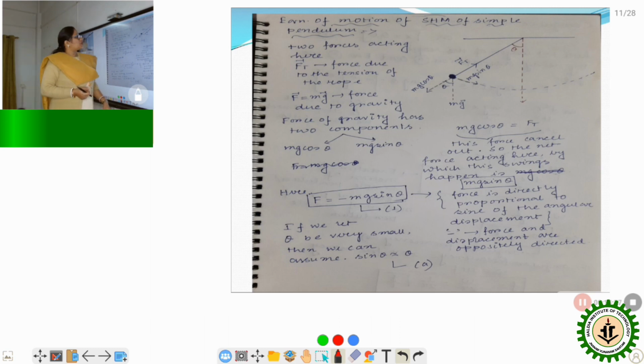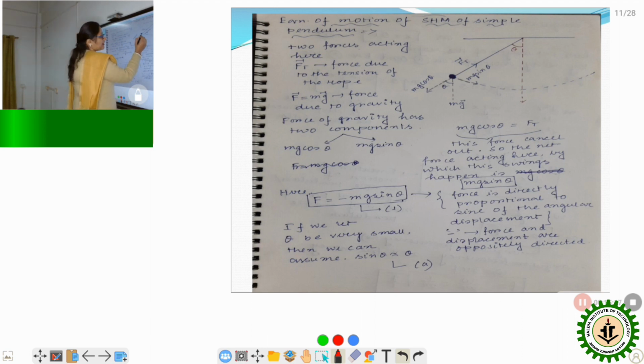Now when we talk about a motion, we have to consider some equations. Otherwise we cannot calculate that motion theoretically, right? So we need an equation of motion. Let us try to understand how we can calculate the equation of motion for this particular system.